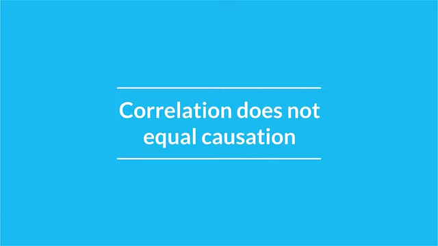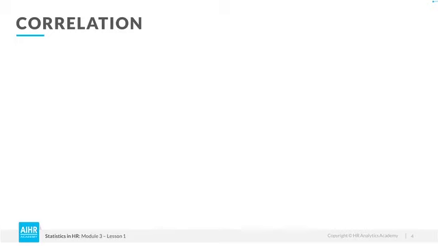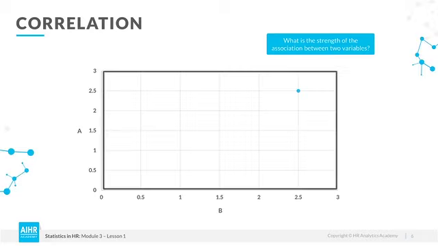But then, what exactly is a correlation? When we talk about correlation, we're talking about the question, what is the strength of the association between two variables? For instance, let's say you have variables A and B. If a person who scores high on A also scores high on B, and another person who scores low on A also scores low on B, there might be a correlation between variables A and B.